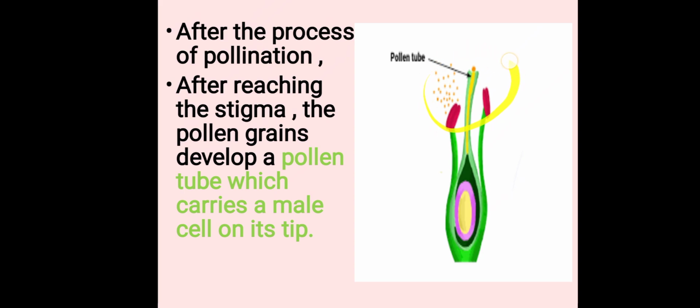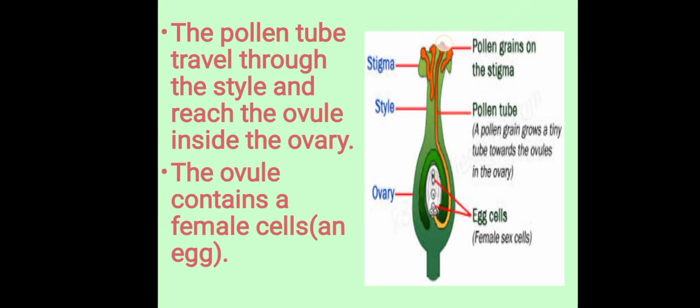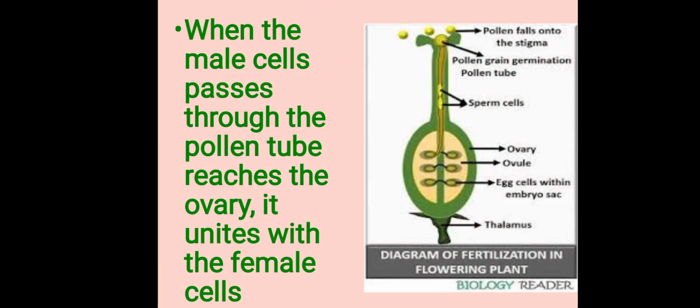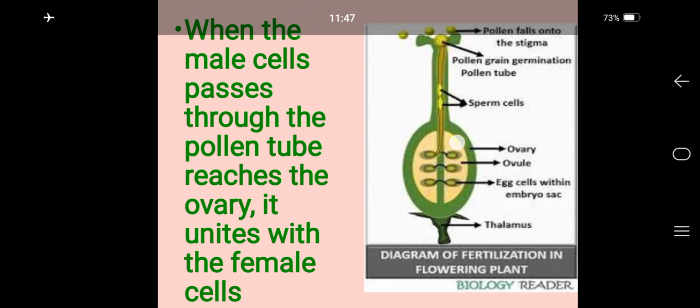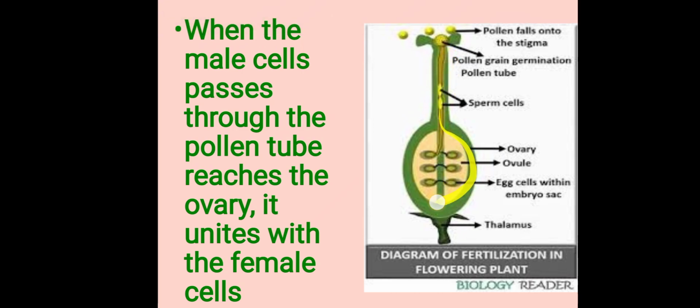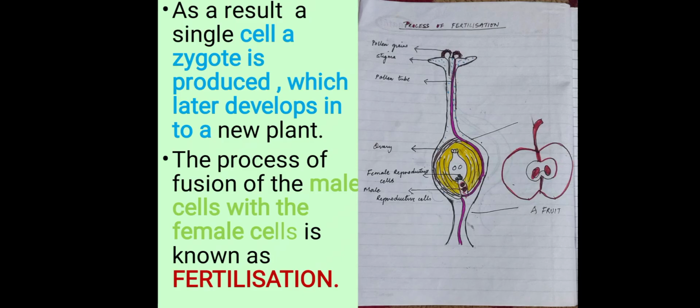After reaching the stigma, the pollen grains develop a pollen tube which carries a male cell on its tip. The pollen tube travels through the style and reaches the ovule inside the ovary. The ovule contains a female cell. When the male cell passes through the pollen tube and reaches the ovary, it unites with the female cell. As a result, a single cell, a zygote, is produced.